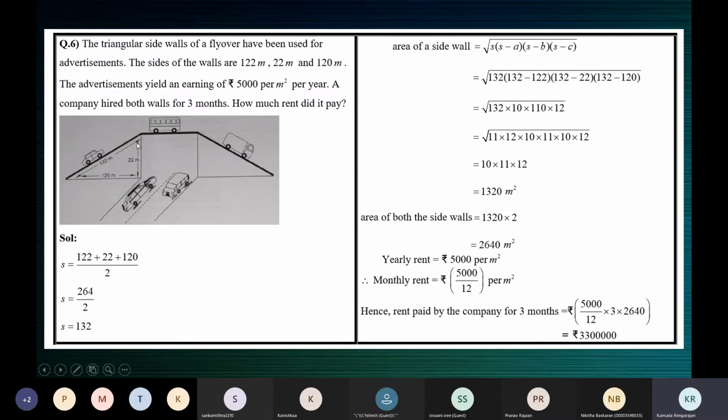Okay, so for the information here, you cannot regard 122 as the base because we don't know the corresponding altitude. You have to take 120 as the base and 22 as the corresponding altitude, or 22 as the base and 120 as the corresponding altitude.